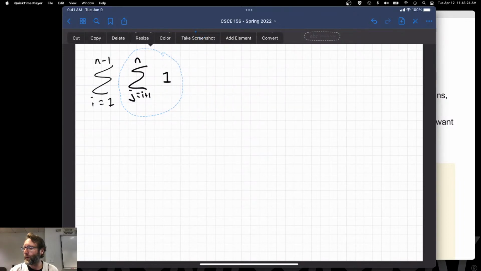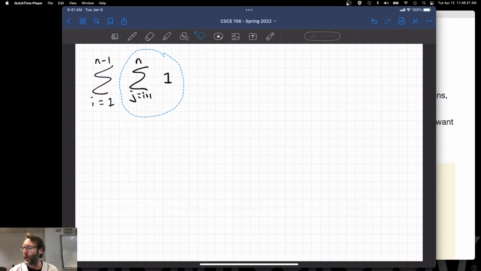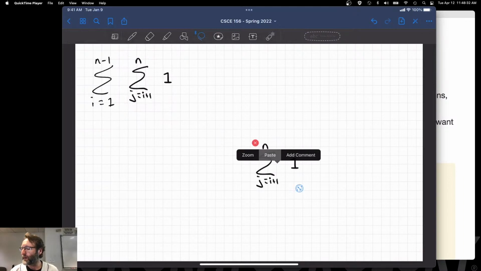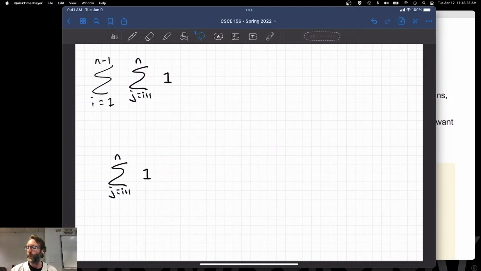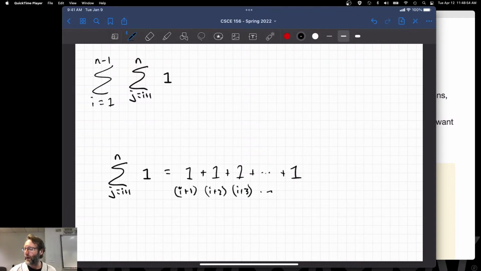I can move that over here. No, I want to copy it. Copy. Paste. Let's get a handle on that. What is this? This is 1 plus 1 plus 1 plus, up to plus 1. How many 1s are there, though? We started it from j, running from I plus 1, I plus 2, I plus 3, up to n. So are there n 1s there? Nope. We don't start from 1. We start from I plus 1.